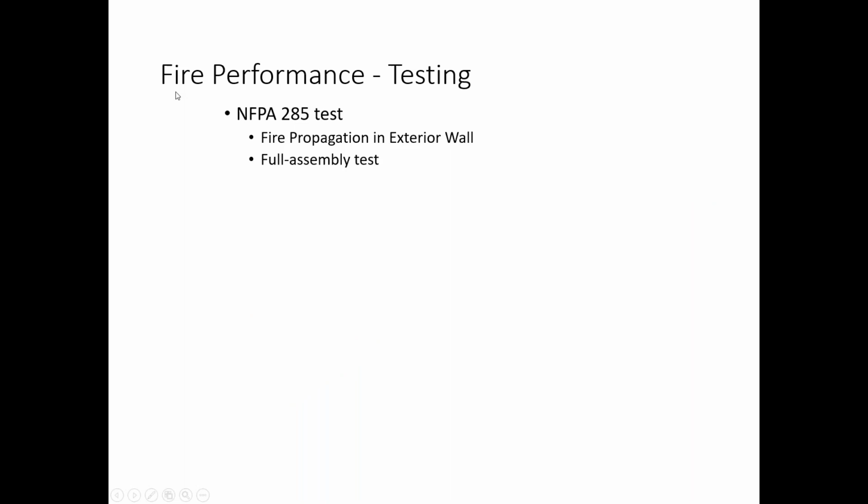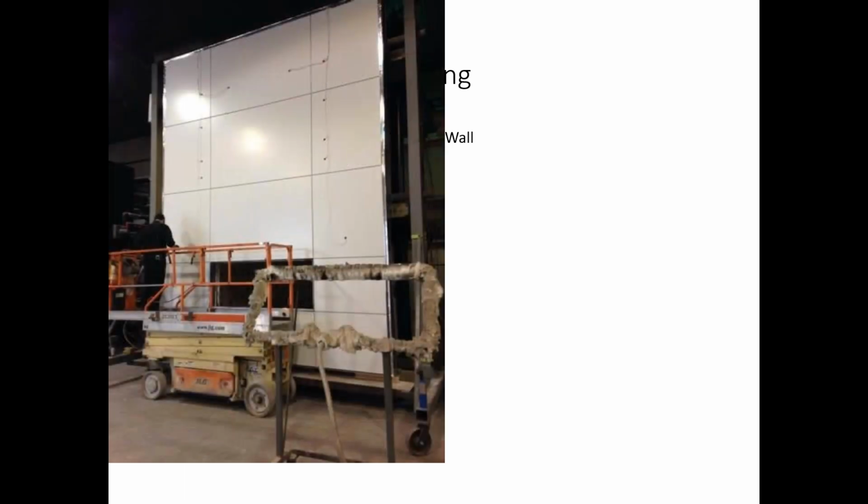Well, that was a good start, but we still did a lot of performance testing to show that its existence wouldn't contribute in any way to a fire or a failure of a wall that has an expected fire performance from it. So one of the things that we put it through was an NFPA 285 test. So this is a real one.